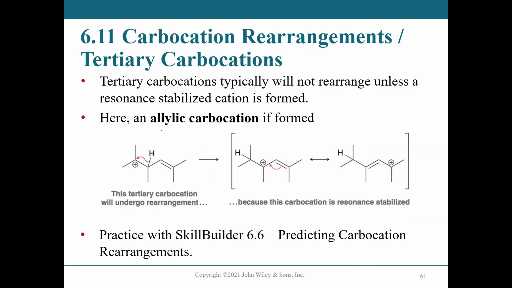A tertiary carbocation typically will not rearrange unless a resonance stabilized cation is formed. Here an allylic carbocation is formed. So what they're saying right here is we have this tertiary carbocation, right? And usually you wouldn't think about this rearranging, but in this case it does, because if we put the tertiary carbocation right here, we can have this resonance right here. If we have it right there, we can go right here.